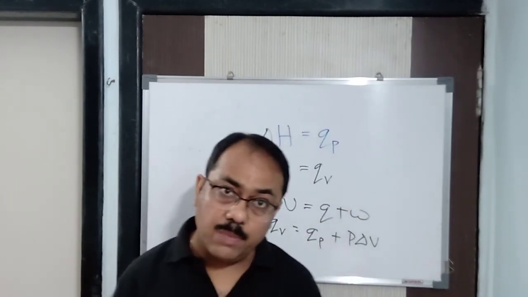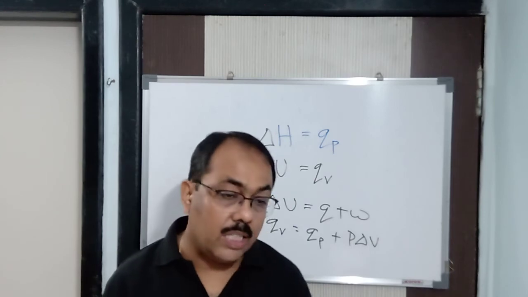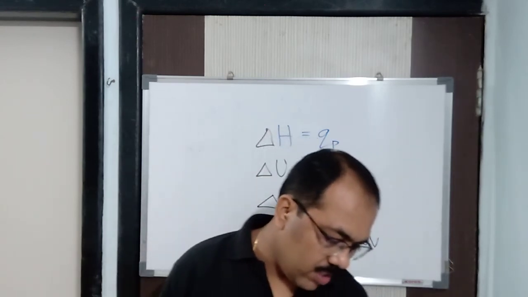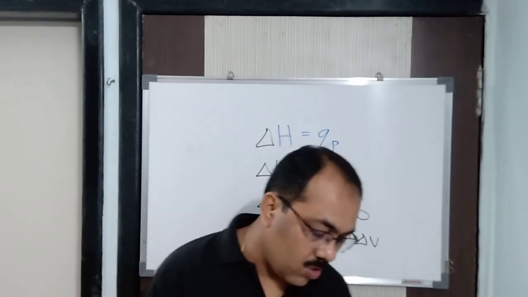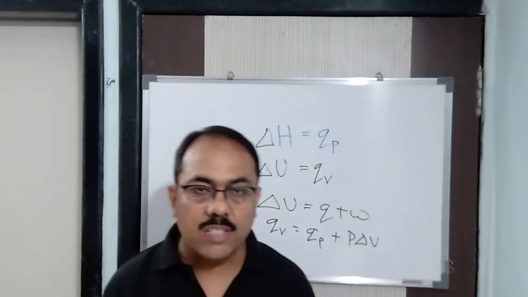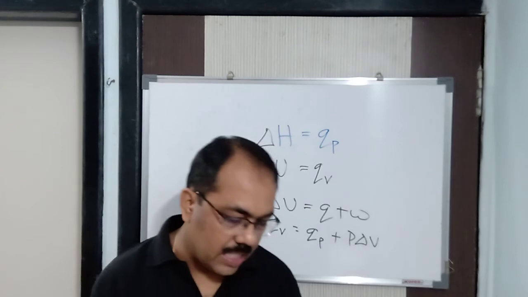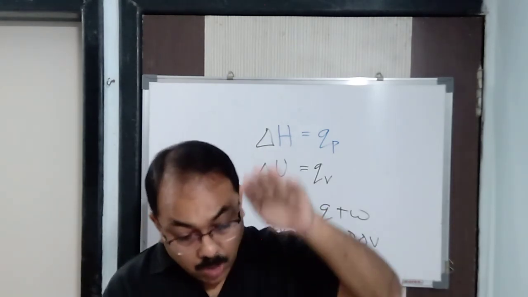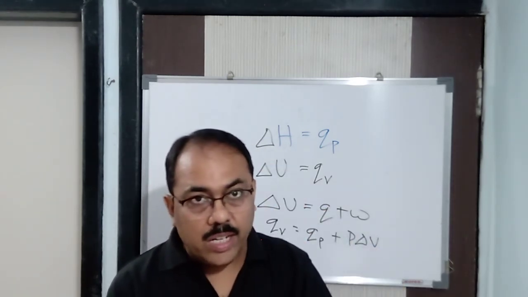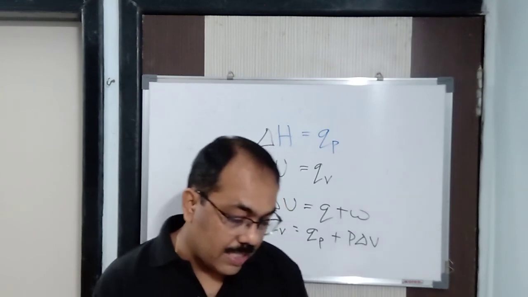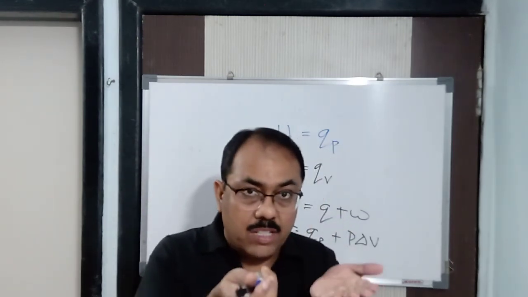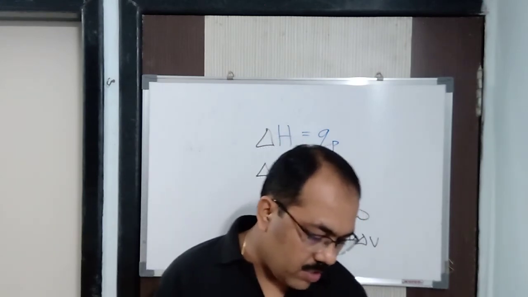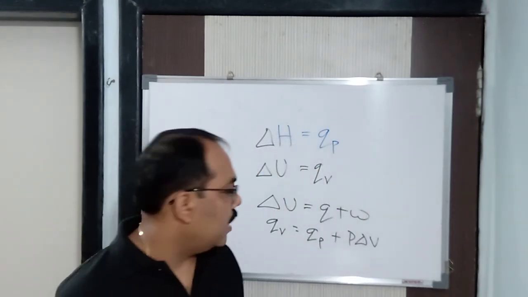Clear? We have already studied this, so don't get confused. If W is taken to be positive, it is the work done upon the system, that is, the work done by compression. And W is taken to be negative if the work is done by the system, that is, expansion. So in this way, we can say this particular thing.